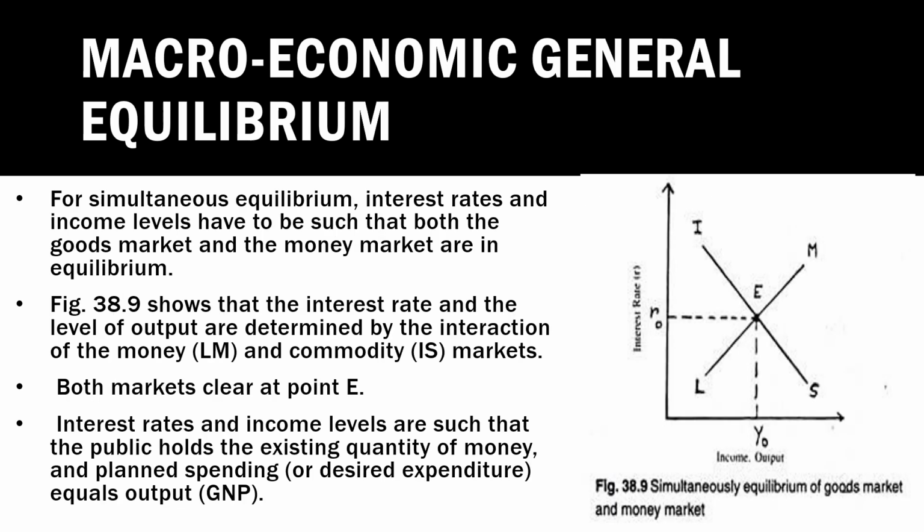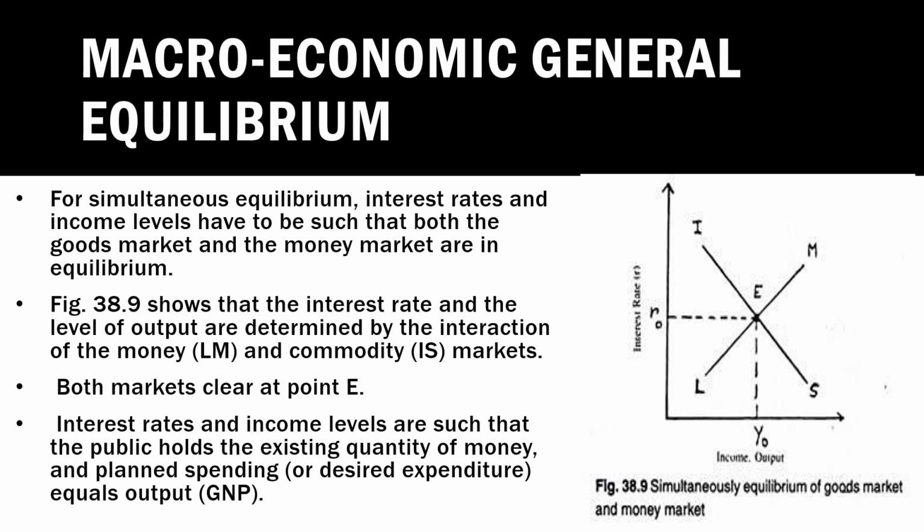Now, coming to the macroeconomic general equilibrium model by using this IS-LM approach, you can see that if the IS and LM are used simultaneously, you could get simultaneous equilibrium in the real market and the money market, so that you will be getting a particular interest rate and a particular level of income. This level of income and this level of interest rate would simultaneously equilibrate both the money market as well as the real market.